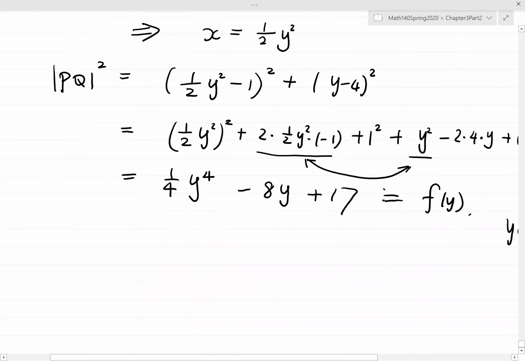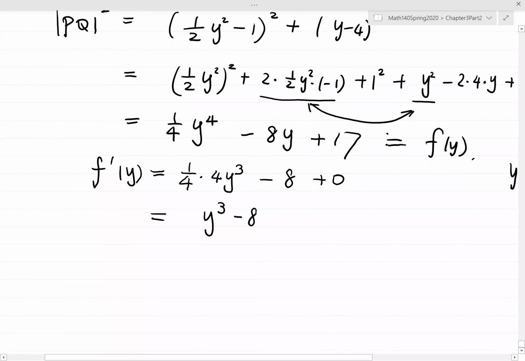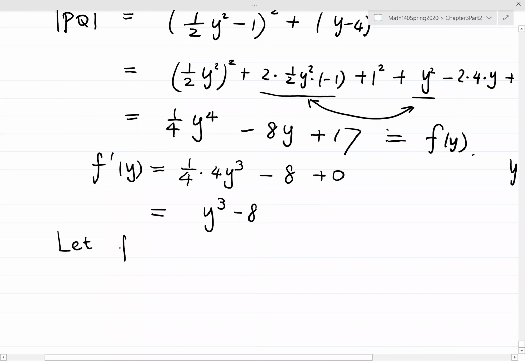Okay, it's not obvious that the right side is actually positive, however, if you look at the left side, you see PQ² is positive. So this function f(y) is always positive. So to find its minimum, we find its critical numbers. Okay, f′(y), differentiate. Use the power rule: a quarter y⁴, so we get a quarter times 4y³ by the power rule. Now −8y has derivative −8. 17 has derivative 0. So this is y³ − 8. Okay, so let f′(y) be 0, so that we find critical numbers.